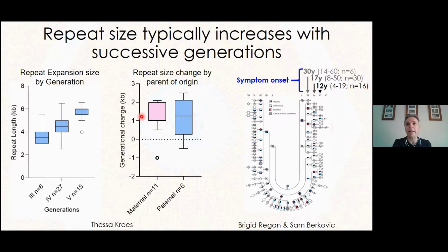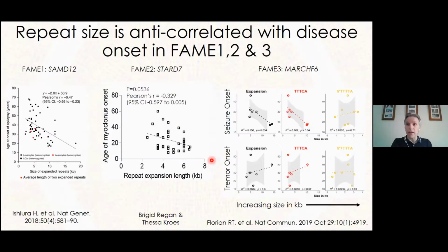We've looked also at the inheritance of the repeat, maternally or paternally, and we don't see any germline specific effect from the parent of origin. In terms of looking across the population more broadly, at multiple individuals affected with FAME, it's been measured in FAME1, and Crystal, I'm sure we'll talk about FAME3, that the size of the repeat is anti-correlated with the onset of the myoclonus or the epilepsy. So basically, the longer your repeat is, the much earlier the disorder will onset.